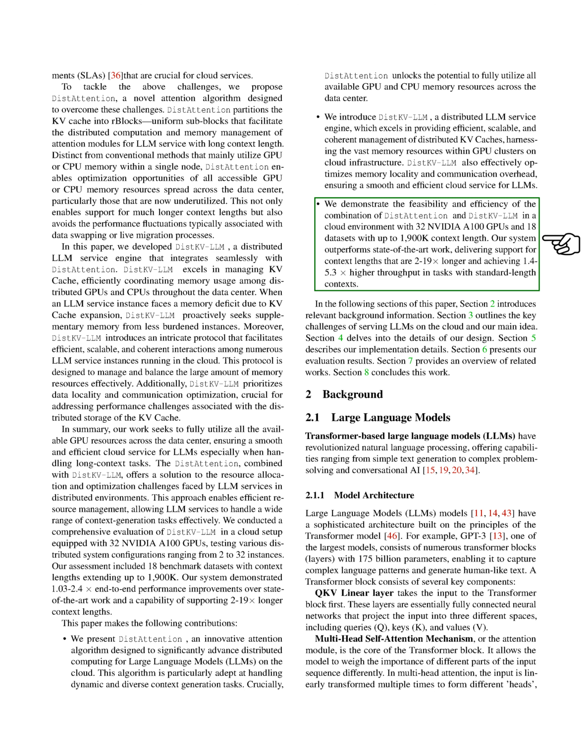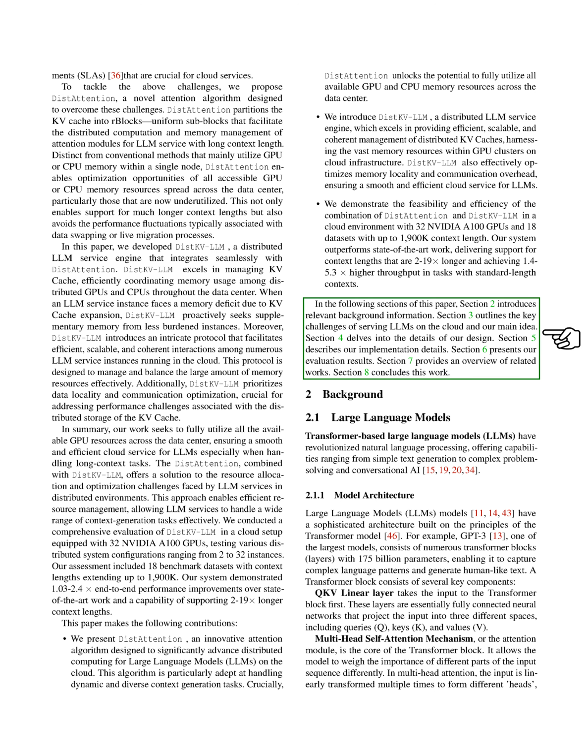Our system outperforms state-of-the-art work, delivering support for context lengths that are 2 to 19 times longer and achieving 1.4 to 5.3 times higher throughput in tasks with standard length contexts. In the following sections of this paper, we'll provide more background information, outline the key challenges of serving LLMs on the cloud and our main idea, delve into the details of our design, describe our implementation details, present our evaluation results, provide an overview of related works, and conclude this work.